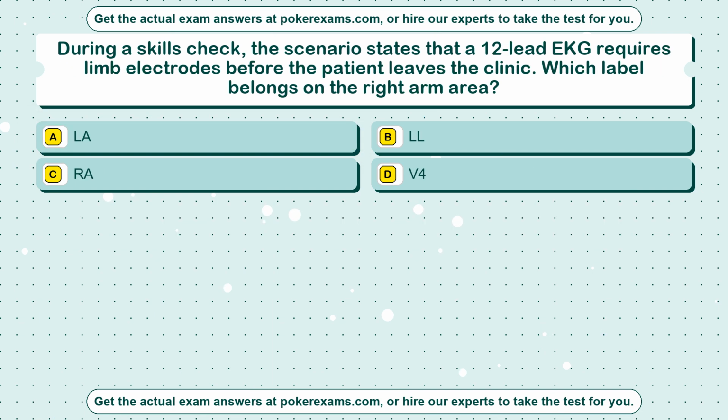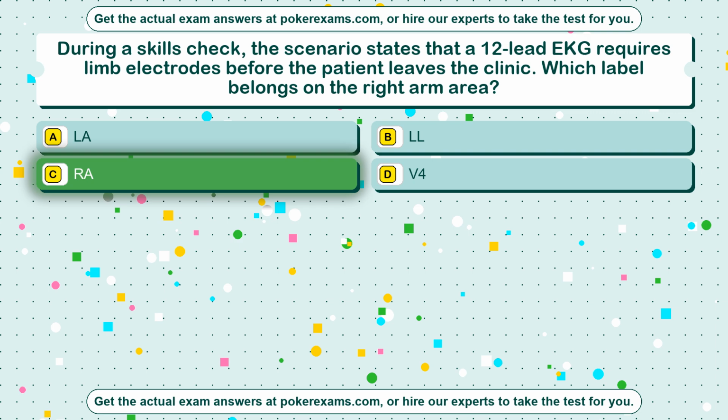Question 20. During a skills check, the scenario states that a 12-lead EKG requires limb electrodes before the patient leaves the clinic. Which label belongs on the right arm area? Option A, LA. Option B, LL. Option C, RA. Option D, V4.